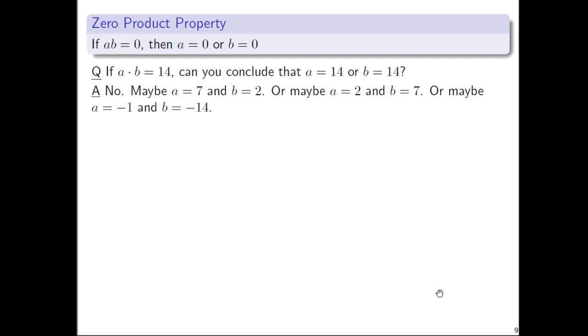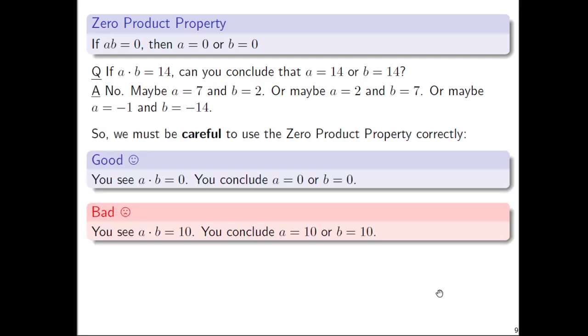No, we can't do that, right? Maybe A equals 7 and B equals 2. Maybe A equals 2 and B equals 7. Hey, maybe A equals -1 and B equals -14. There's actually lots of possibilities for two numbers to multiply together and produce the number 14. So we have to be very careful when using the zero product property.